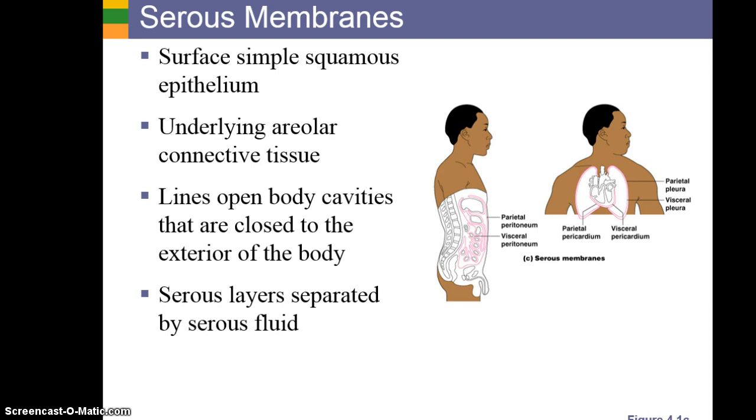Okay, for letter C, what we know is that a difference between serous membranes and mucosous membranes is that these types of membranes generally line body cavities that are closed to the exterior of your body. So you remember your mucosa membranes line the cavities that are open to the outside. Well, these guys line the cavities that are closed to the outside.